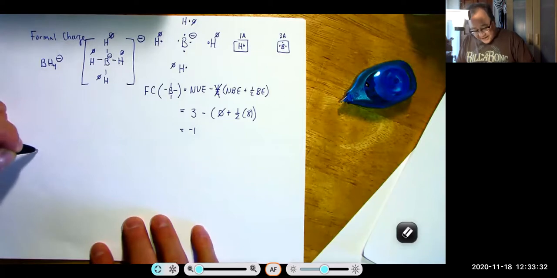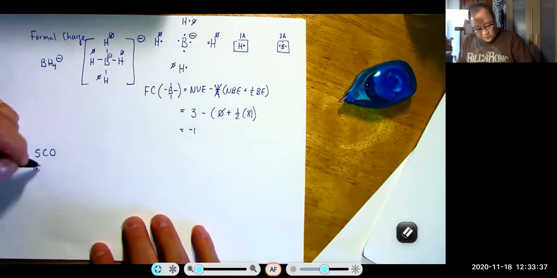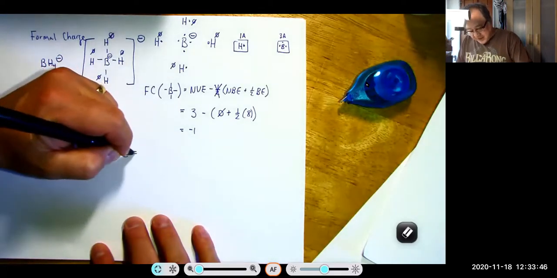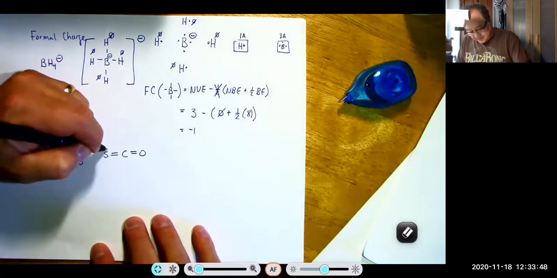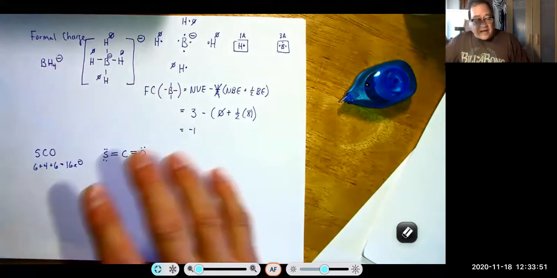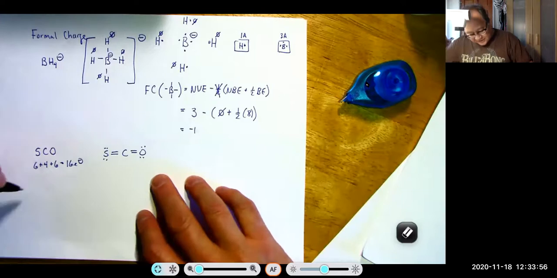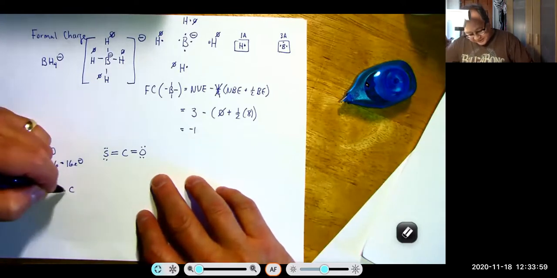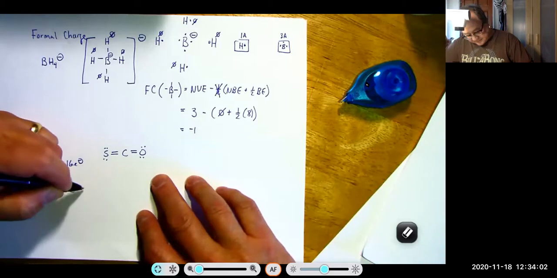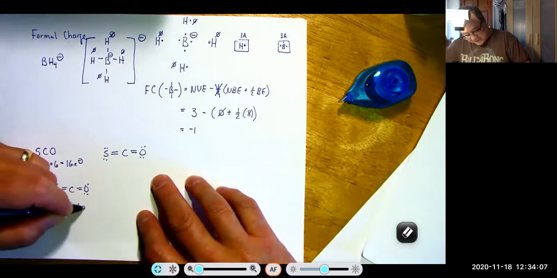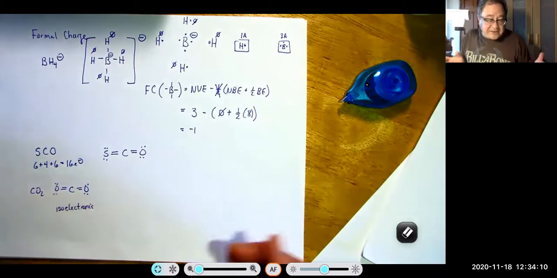Now let's take a look at this guy, SCO. We've got 6 electrons for sulfur, 4 for carbon and 6 for oxygen, for 16 electrons total. So this thing's probably going to look like this. I didn't show you how I got there, but you're expected to be able to get here. This looks a lot like CO2, which is this. And in fact, these two are considered to be isoelectronic because the distribution of valence electrons is exactly the same in both.